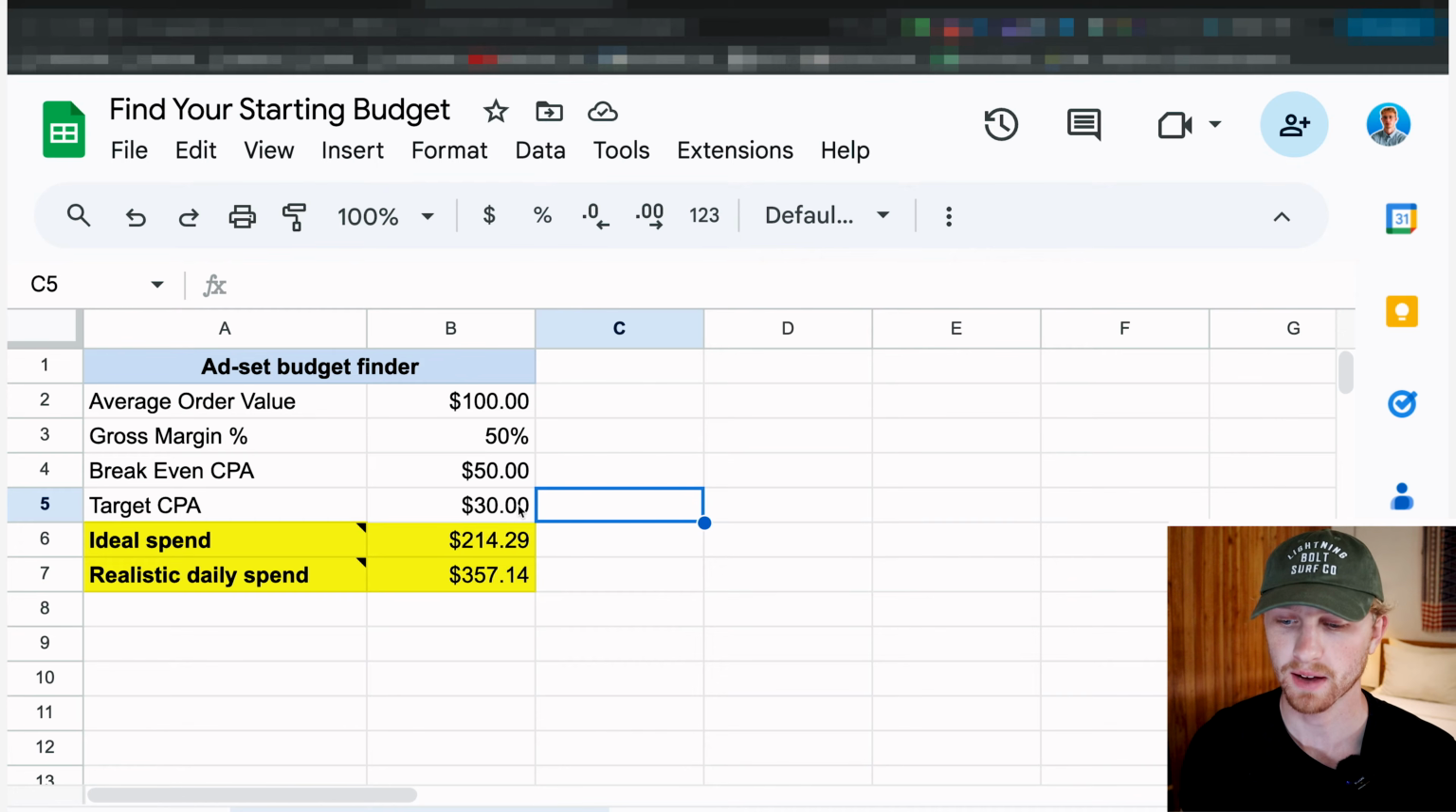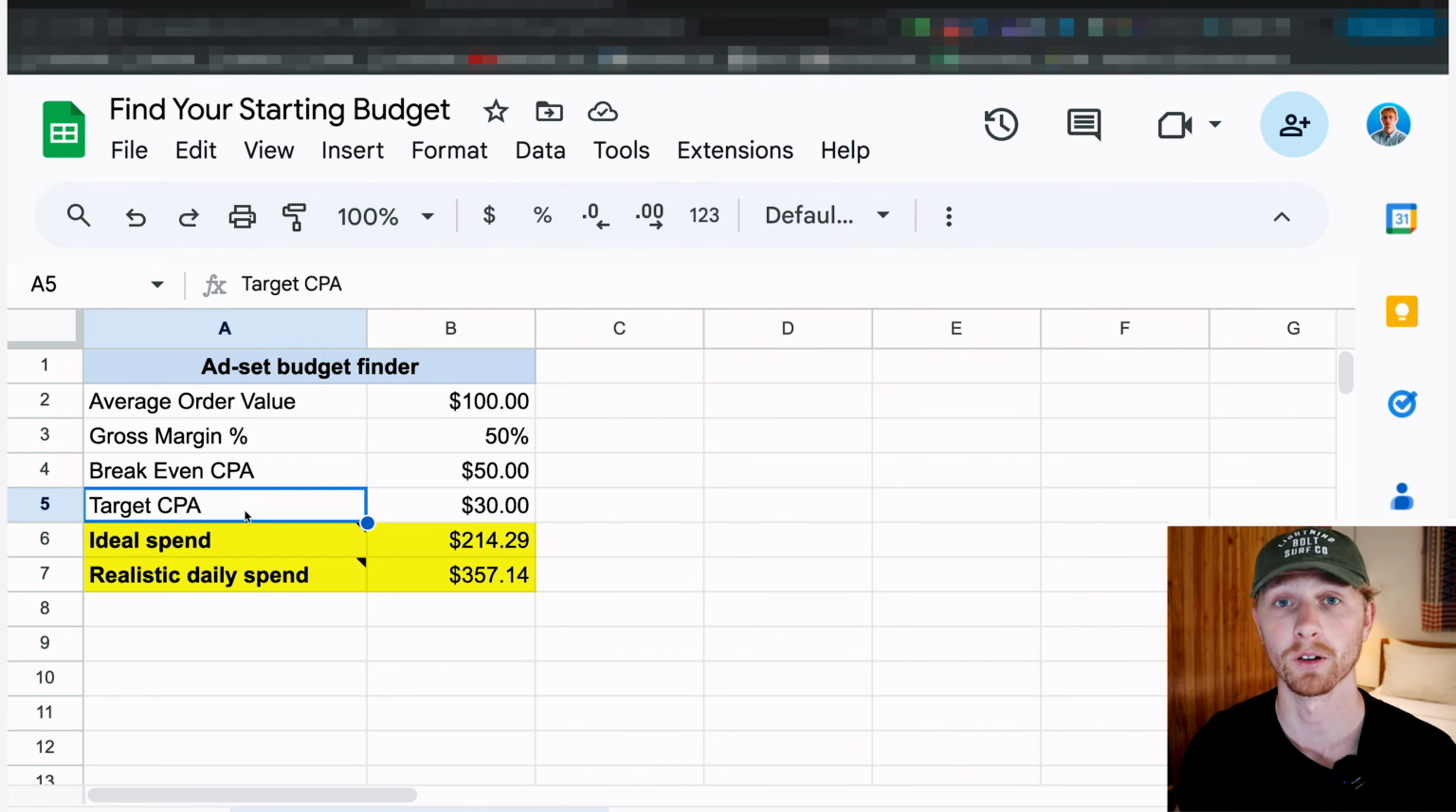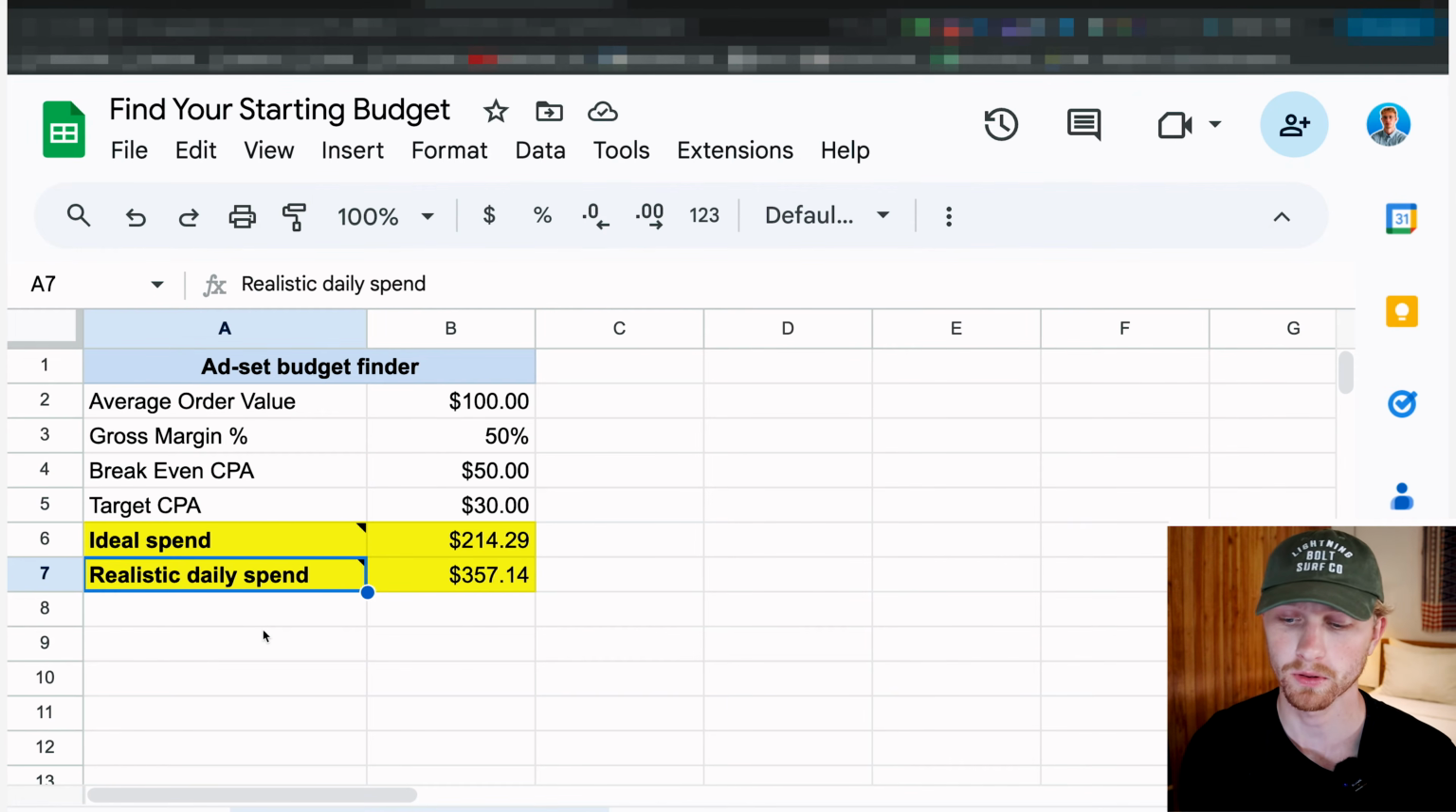And then also under here, we have the target CPA. So the CPA you actually want in order to be profitable enough to the point where you can cover all your fixed expenses and you don't have to worry about spending all your money on Meta and just breaking even every month. So when you're starting your campaign, it's more likely that you will have to actually use the realistic daily spend in order to get out of the learning phase.